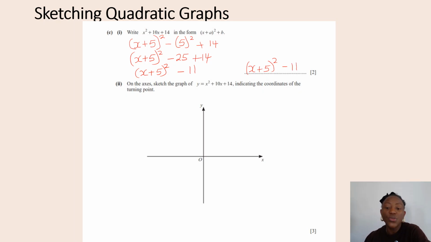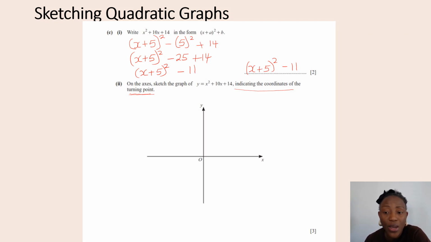Now we get to sketch our curve. Remember, the question here is saying on the axis, sketch the graph of y equals x squared plus 10x plus 14, indicating the coordinates of the turning point. Now, they have not asked us to indicate all the points; the most important thing they want to see here are the coordinates of the turning point. When you have completed the square on the quadratic, you're literally looking at the coordinates of your turning point.